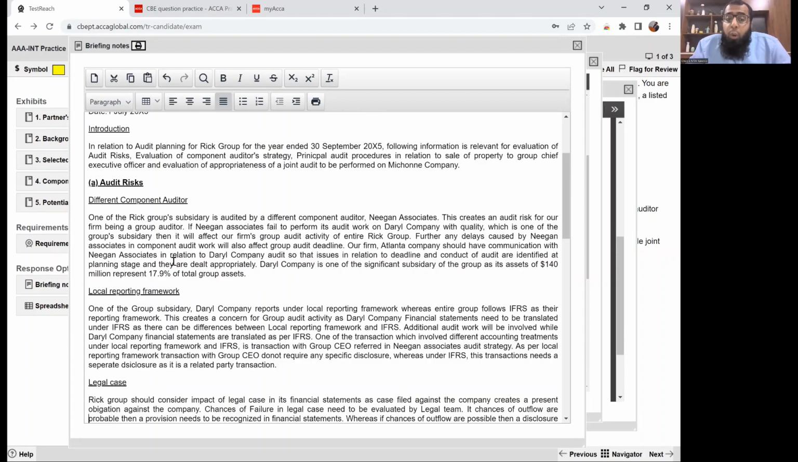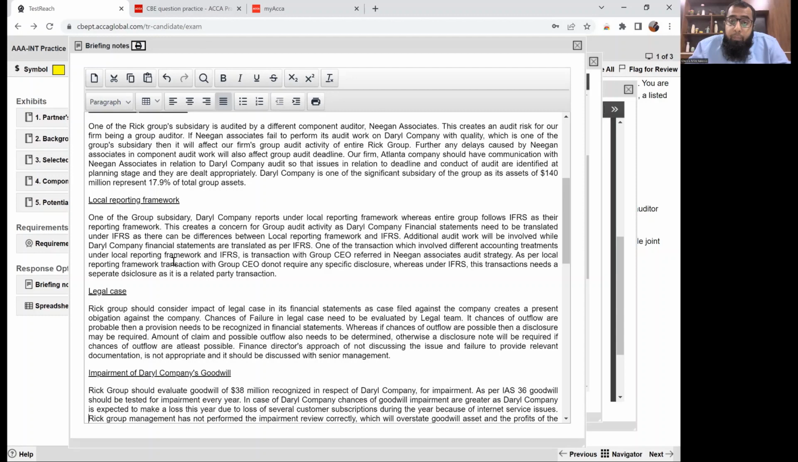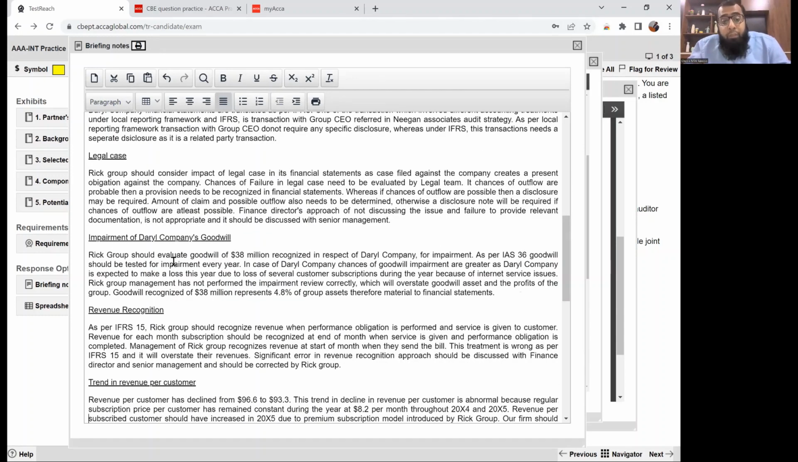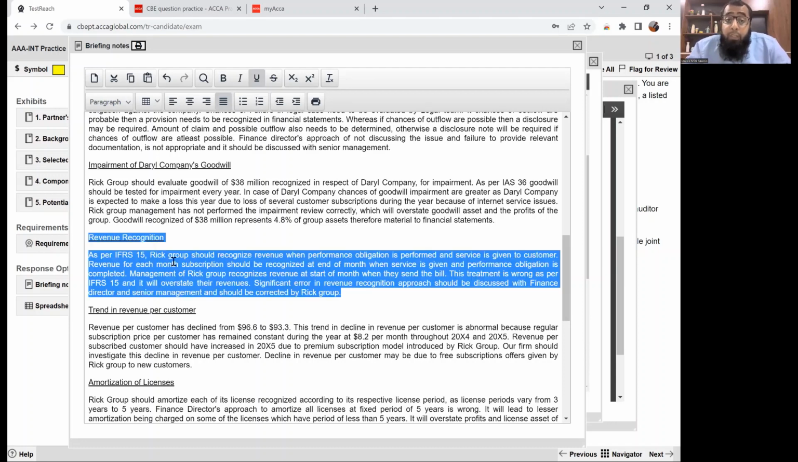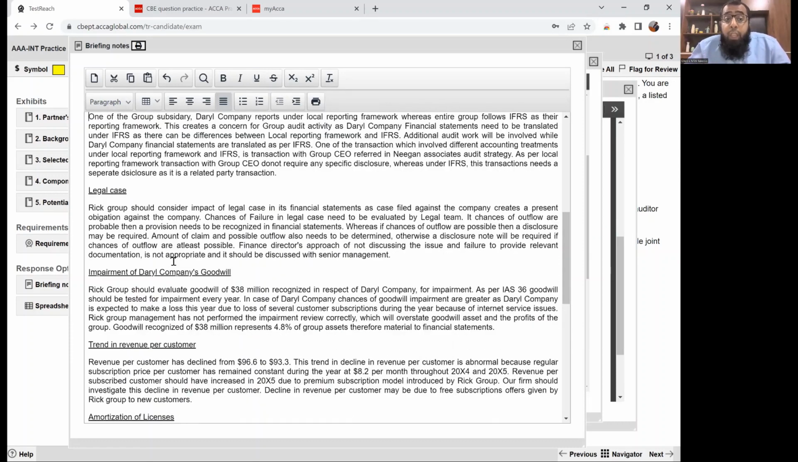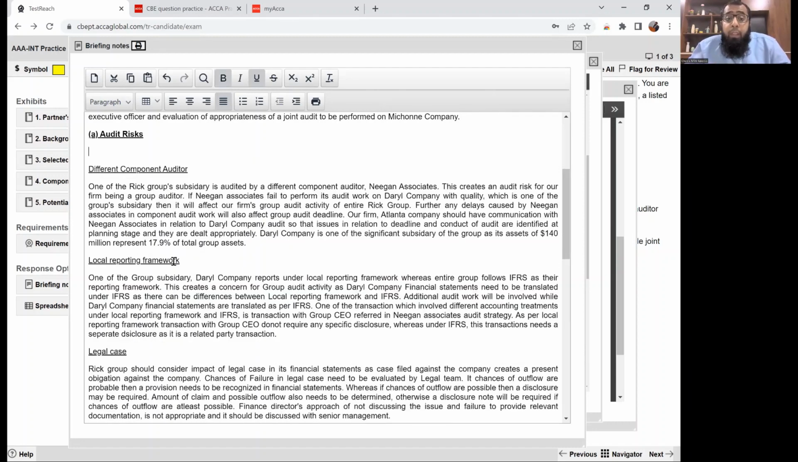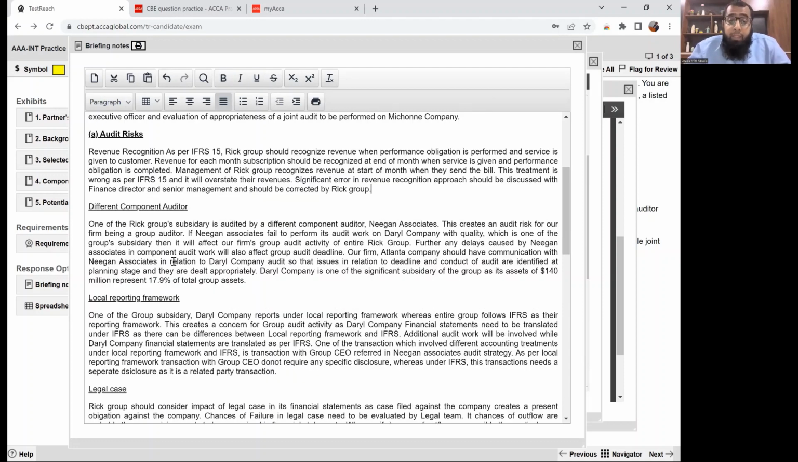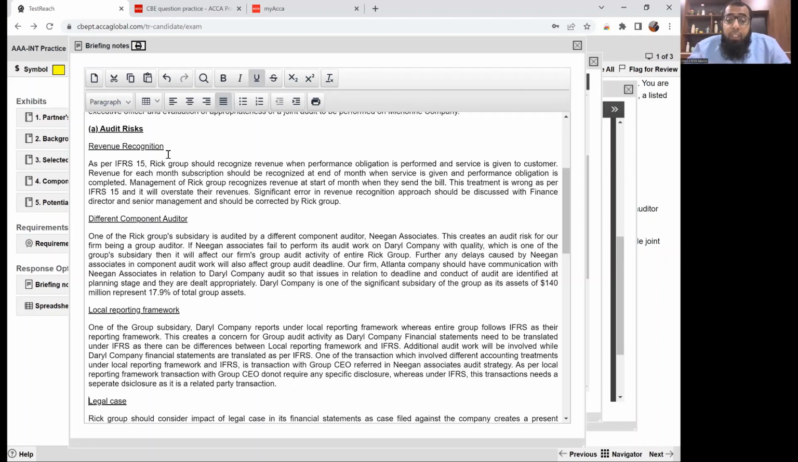Now we have written all the audit risks. Now you need to prioritize them, so that the significant risk comes first. You can say that revenue recognition is a very important risk, because due to wrong revenue recognition, the entire revenue recognition approach of the company will get affected. So you can rank the risks according to their significance. Since the paper is computer based, you can just cut and paste. You can put revenue recognition first.